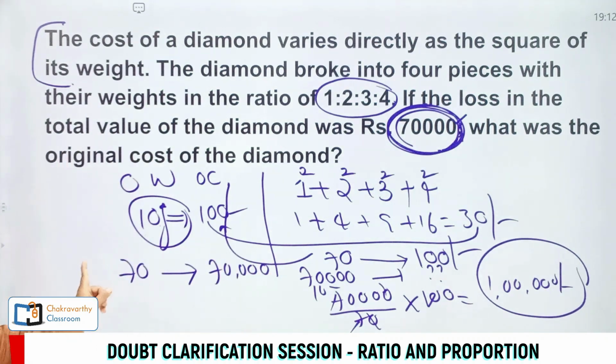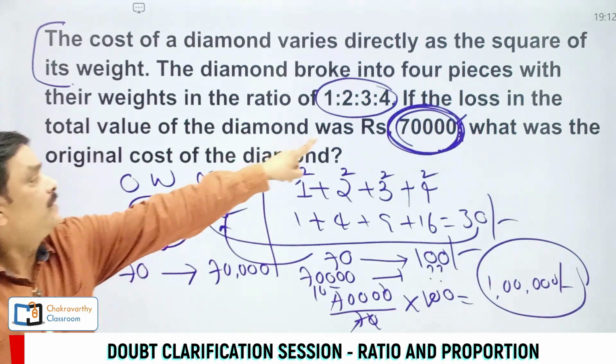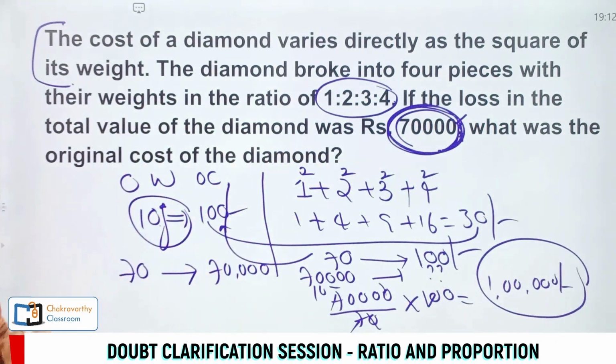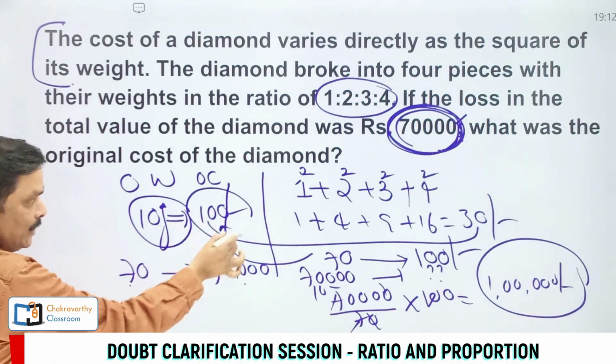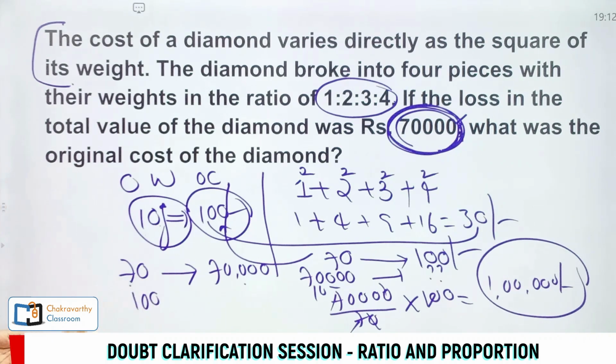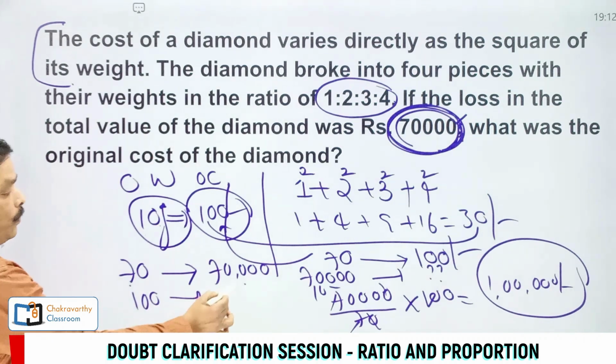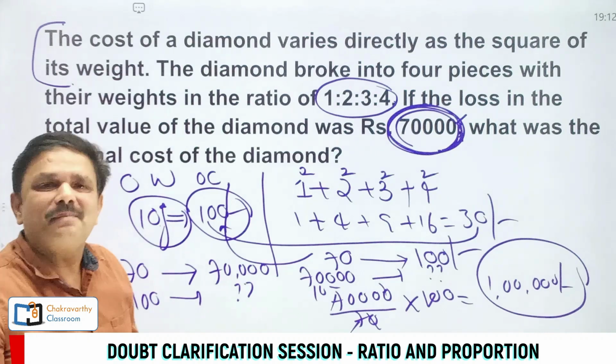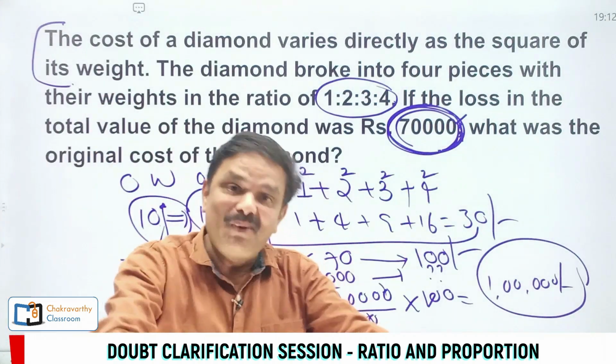Okay, so how I am doing this one? 70 is my imaginary number, which is equal to 70,000 in the given problem. When 70 is 70,000, my imaginary original cost was 100. Then 100 is equal to what? Very simple, right? Or else you can do in the other way also.